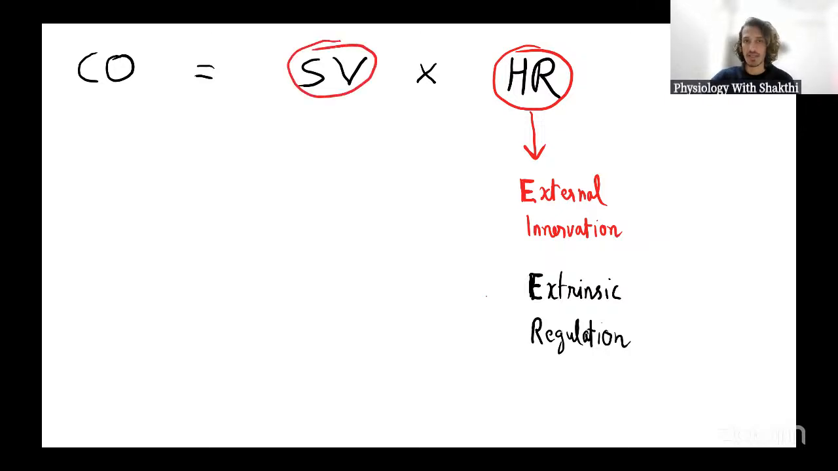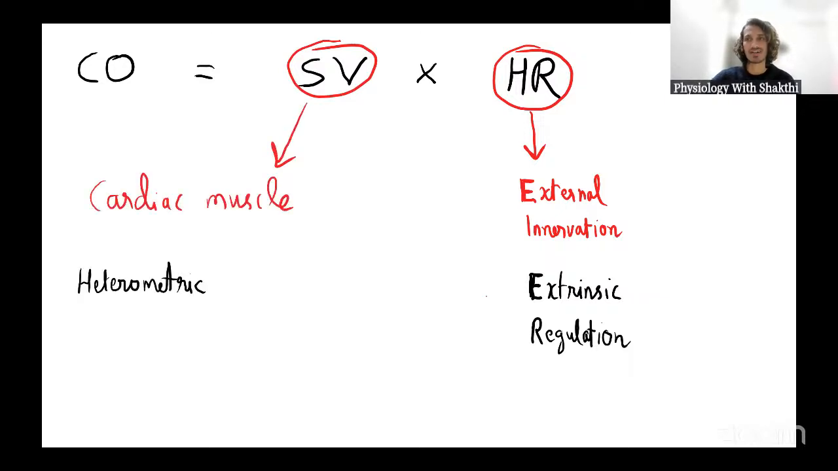Then stroke volume is there. Stroke volume is a function of your cardiac muscle. And there are two types of regulating it. One is called heterometric, the other is called homometric.